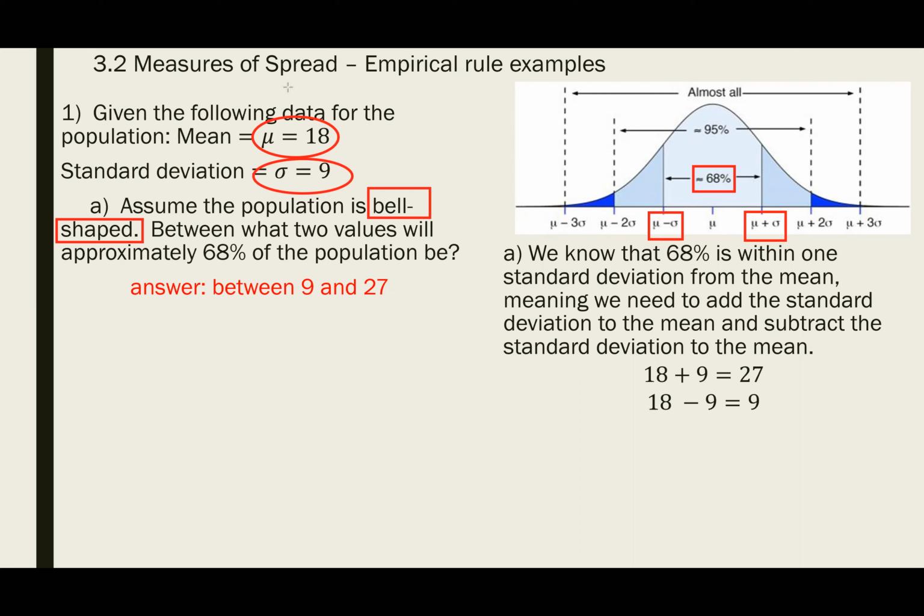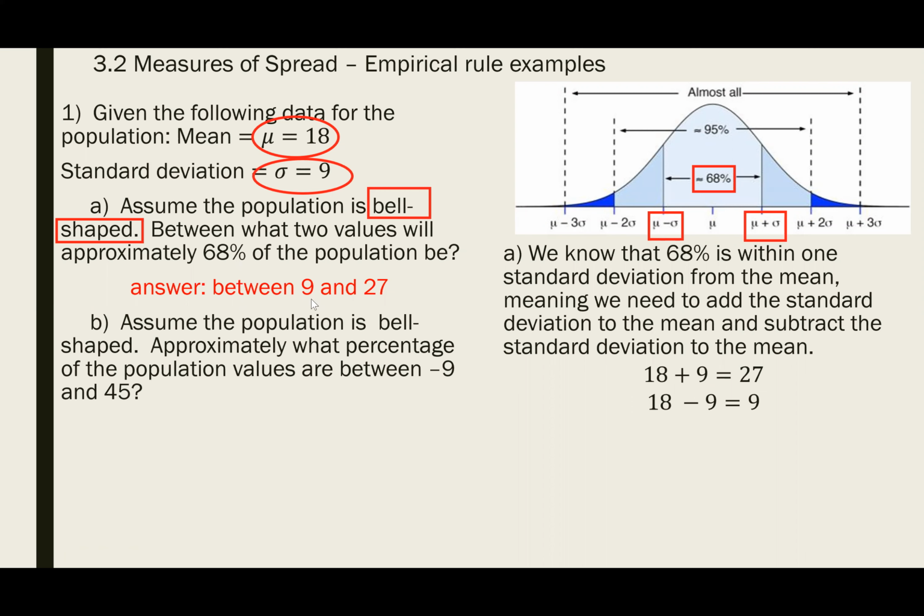And similarly, they can switch the script, right? Instead of asking you the values that cover 68%, they can ask you, well, if I have the values, what will be the percentage that is covered?